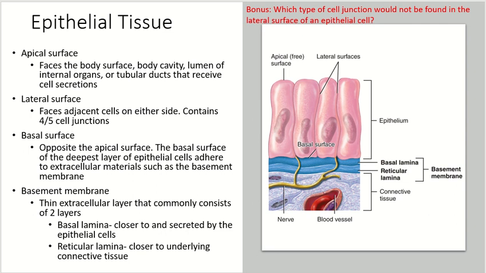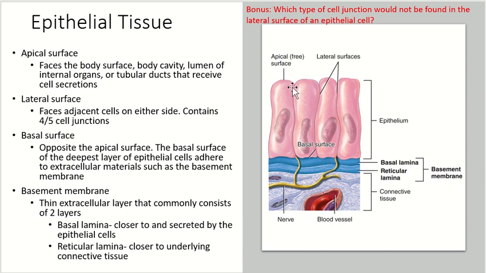Now, again, looking at some directional terms as far as our cells are concerned with this epithelial tissue. First of all, we're going to have the apical surface of a cell or a tissue. And this is going to be the cells that are going to face the body's surface or into that body's cavity. They also could potentially face the lumen of an internal organ or the tubular ducts that are going to receive the actual secretions from that cell. So this is the top, the apex, the apical membrane, the free surface essentially.